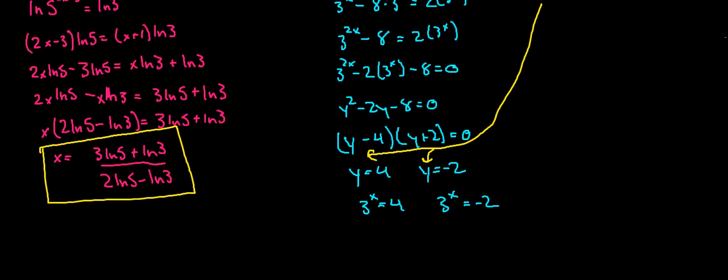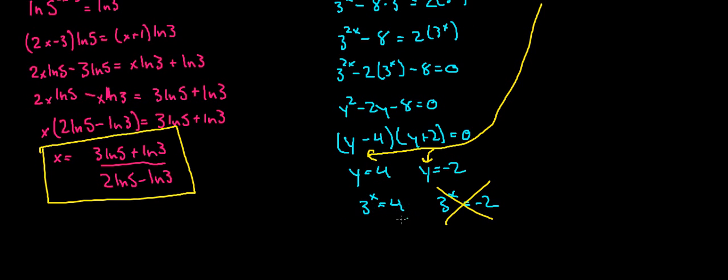And here I'm only going to have a single solution, because I can't have 3 to the x equal a negative number. I can't think of any numbers that are going to equal minus 2 when I raise it to some power. It's impossible. So this is not going to be a solution, and I'm only going to have one.